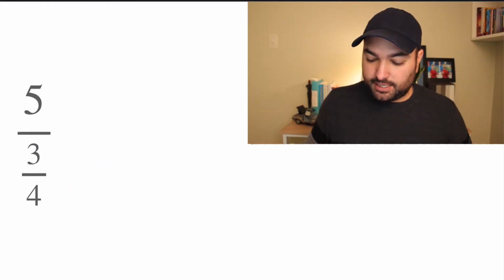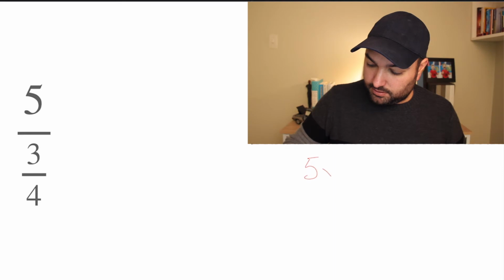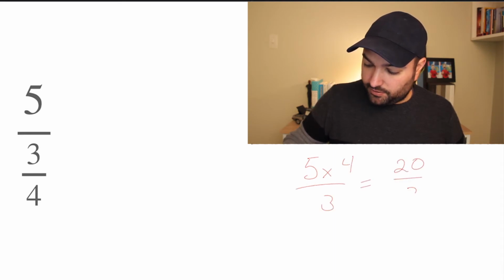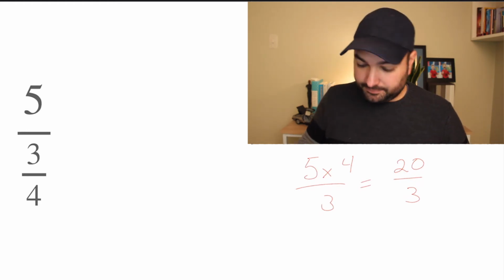Okay, so I think that the answer, just looking at what we had before, is something like this. So I'm going to do 5 times 4 over 3, and that's going to equal 20 over 3. I'm going to show you the long way, and then we'll see if that worked.